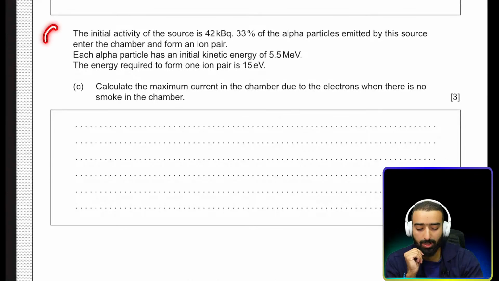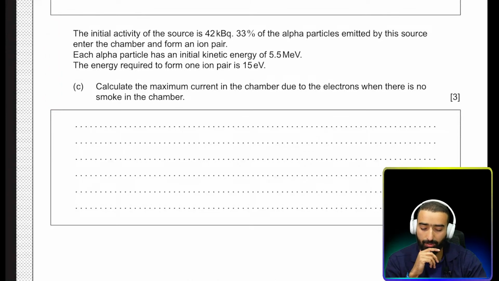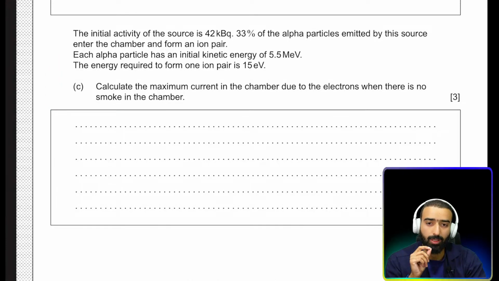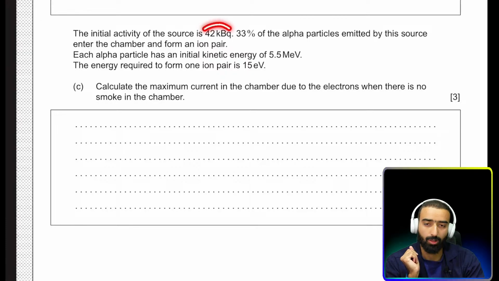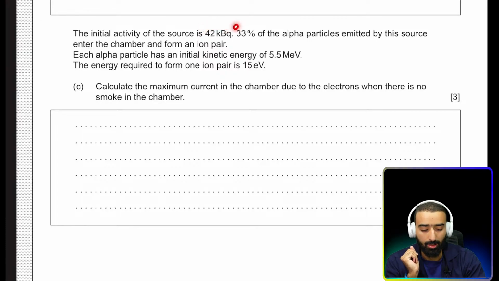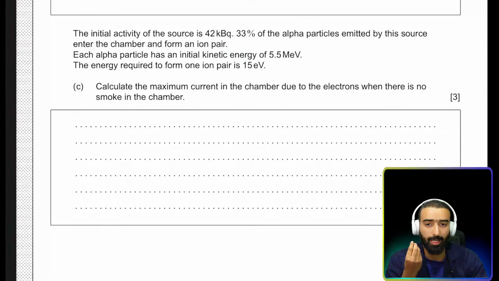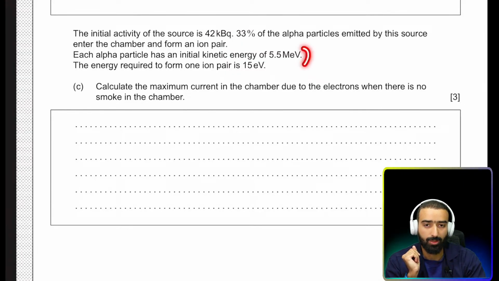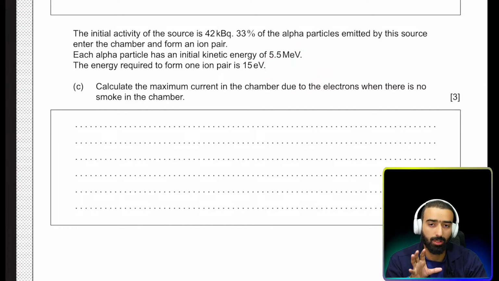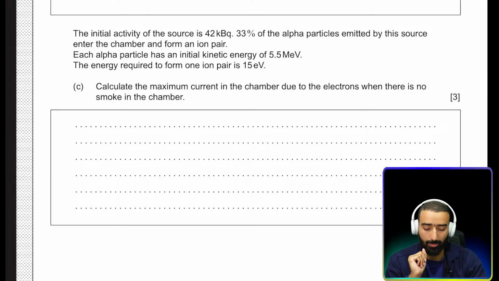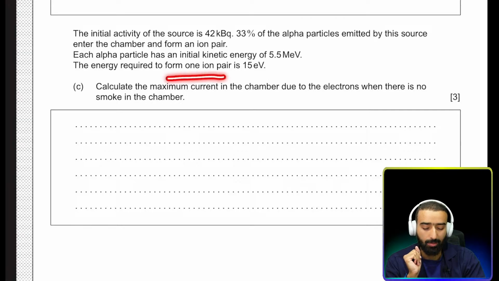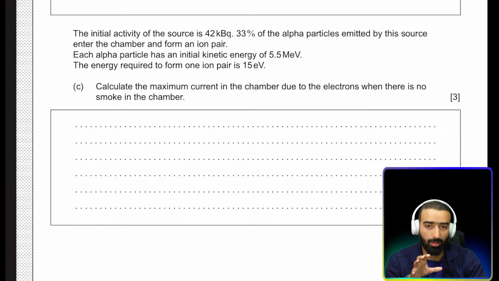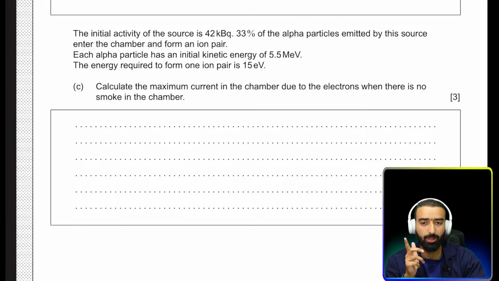Okay, this question is a bit tricky, so we need to be careful. The initial activity of the source is 42 kilobecquerel. 33% of alpha particles emitted are used to form the ion pair. Each alpha particle has this amount of energy, and we need 15 electron volts to get one ion pair. We have to find the maximum current in the chamber if there is no smoke. So how do we do this?